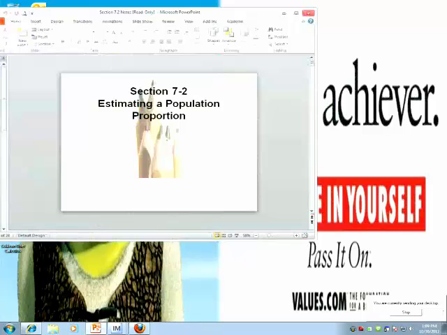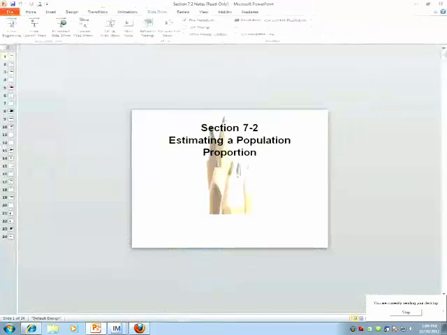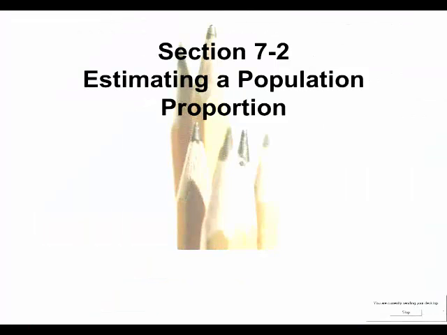Section 7.2, estimating a population proportion. The next three sections, we're going to be using sample data to predict parameters of a population. In particular, we're going to use sample proportions to estimate population proportions, and we're going to use sample means to estimate population means. That's the two biggies. 7.2 is using sample proportions to estimate population proportions.